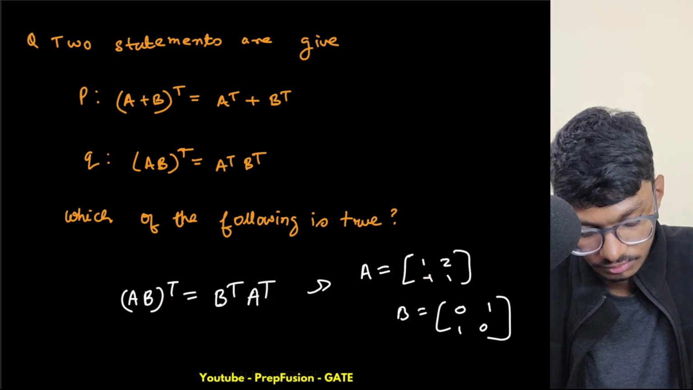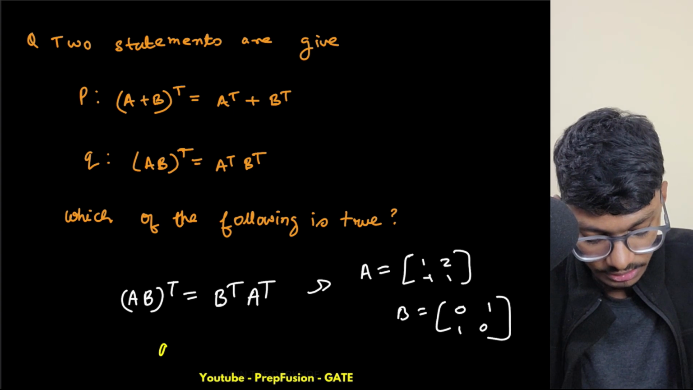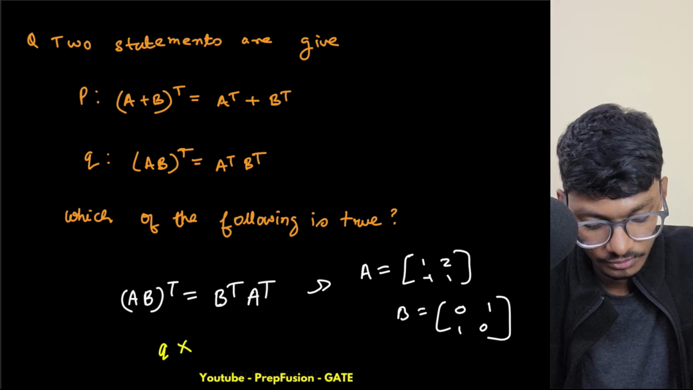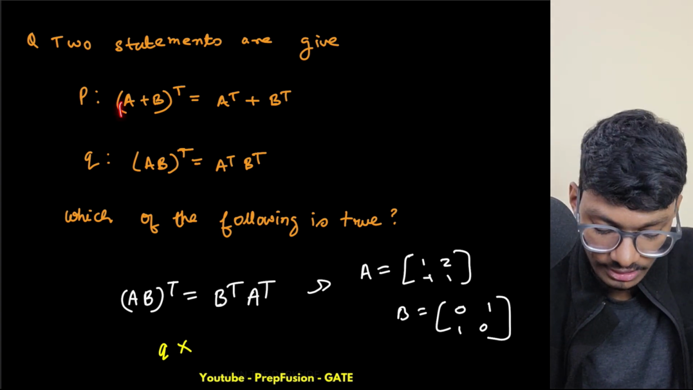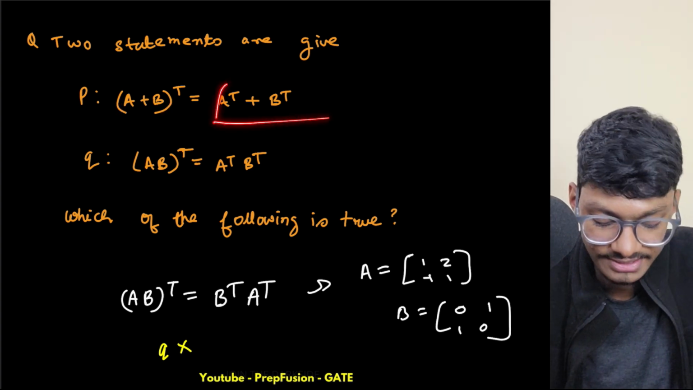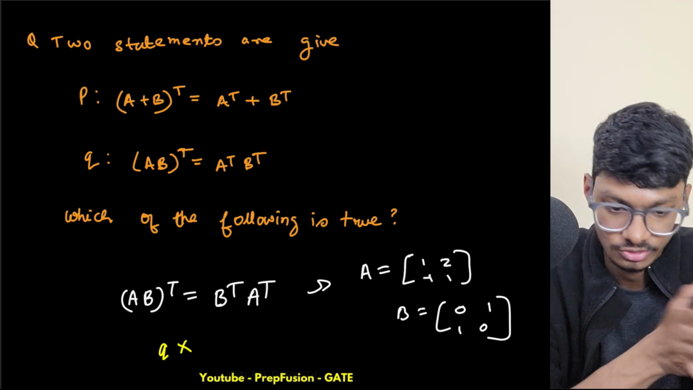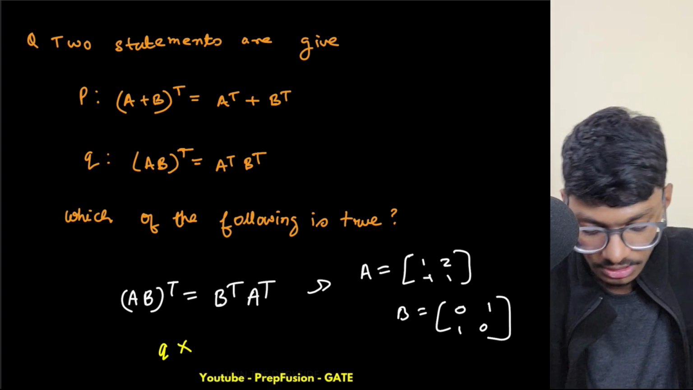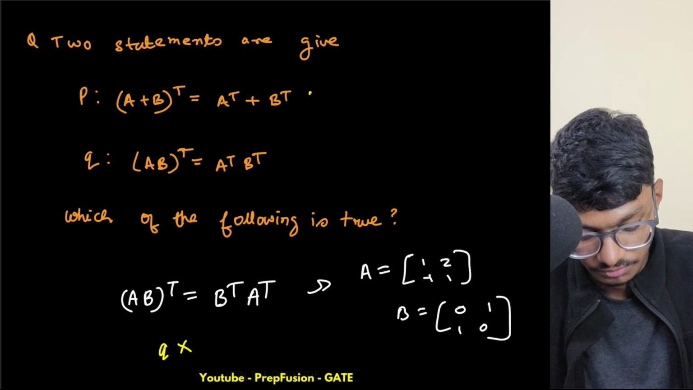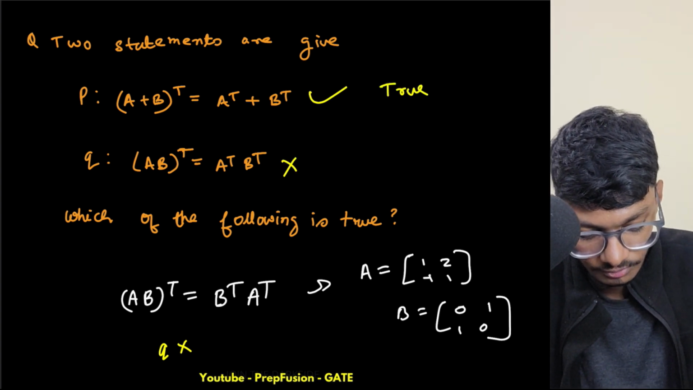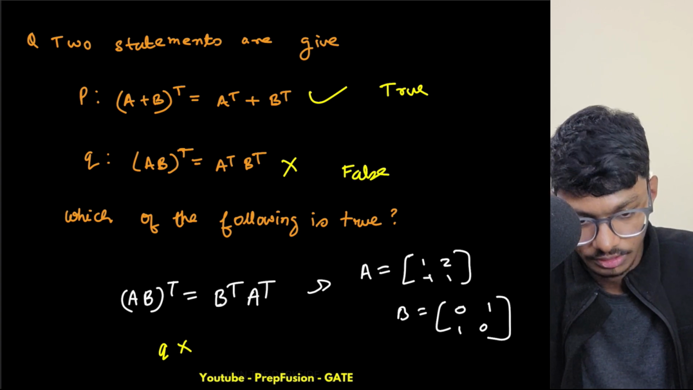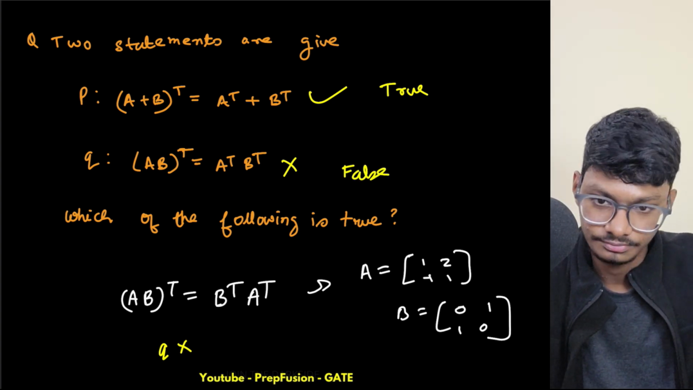So Q will be wrong. It doesn't follow the commutative law, but this is true. This is true because if you take the transpose, it will be simple addition of these two, so it will simply associate with both of these. So P statement is true, Q is false. So P true, Q false. Yeah, this is the answer for this question.